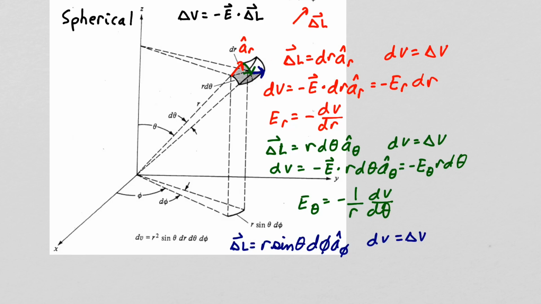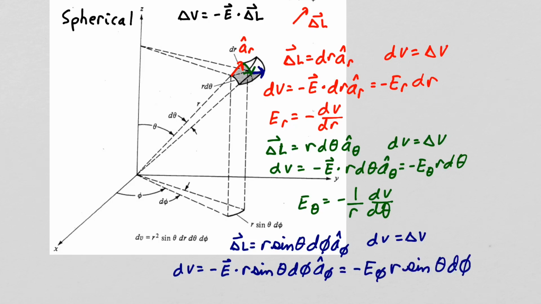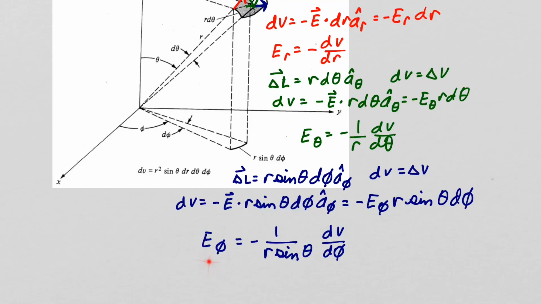Again, substituting for delta V and delta L, we'll have a dot product between the electric field intensity and the unit vector in the phi direction, which will just give us the phi component of the electric field intensity. And now we can solve for E sub phi. And we find that E sub phi is minus 1 over r sine of theta times dV/d phi. So now that we have the three components, we can write the equation for finding the electric field intensity from the potential field in spherical coordinates.